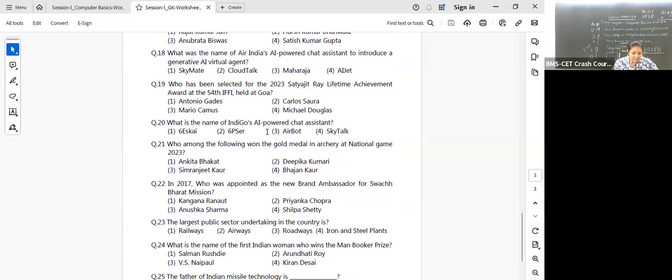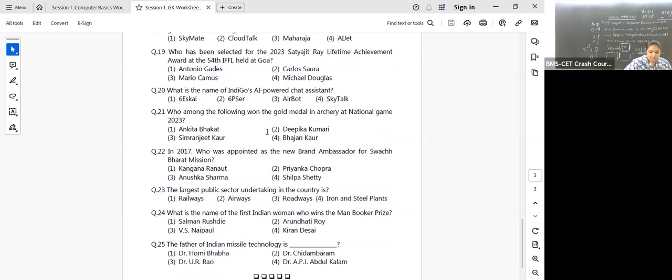And the largest public sector undertaking in the country is railways. Very good. And what is the name of the first Indian woman who wins the Man Booker's Prize? Anybody? Very famous she is. Arundhati Roy. Please mark option 2. That is Arundhati Roy. And the last question is to be answered by you, not by me.